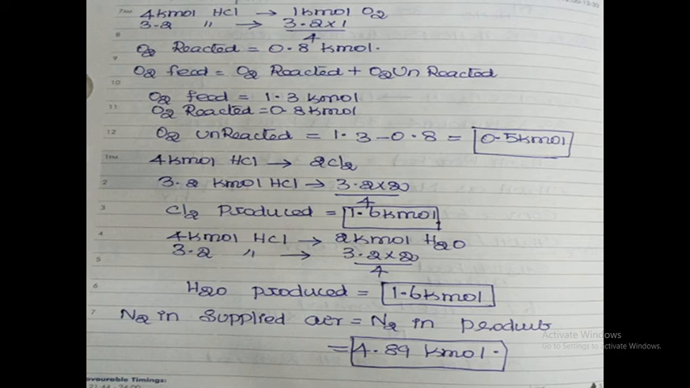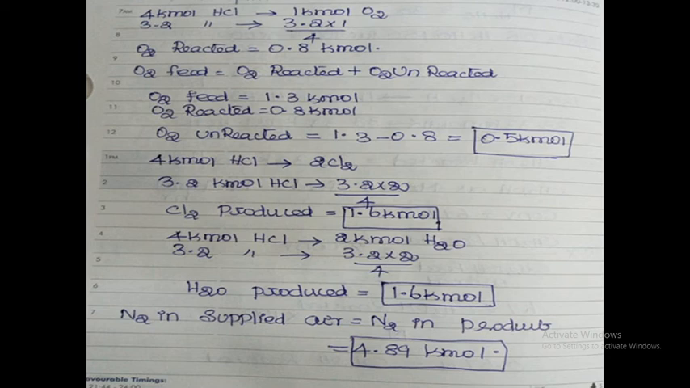Another component, chlorine produced, is also present in the product side. Why? Because this is our product. Next we are going to calculate water produced. As per the reaction, 4 kilomole of HCl produces 2 kilomole of water. As per the problem, 3.2 kilomole of HCl is reacted, so how much water is produced? 3.2 into 2 divided by 4, 1.6 kilomole. Water produced is also another product. Are you clear or not?